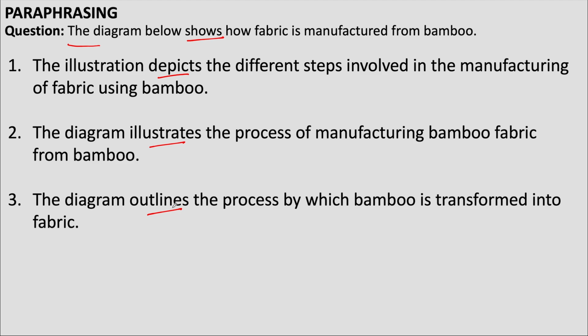Next, we change the sentence structure. Instead of how something is manufactured, we can write the steps involved in, the process of, or the process by which.